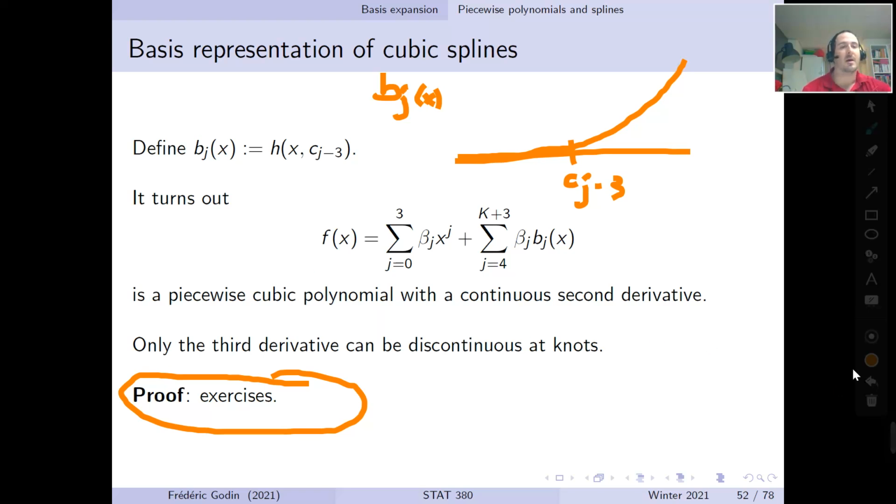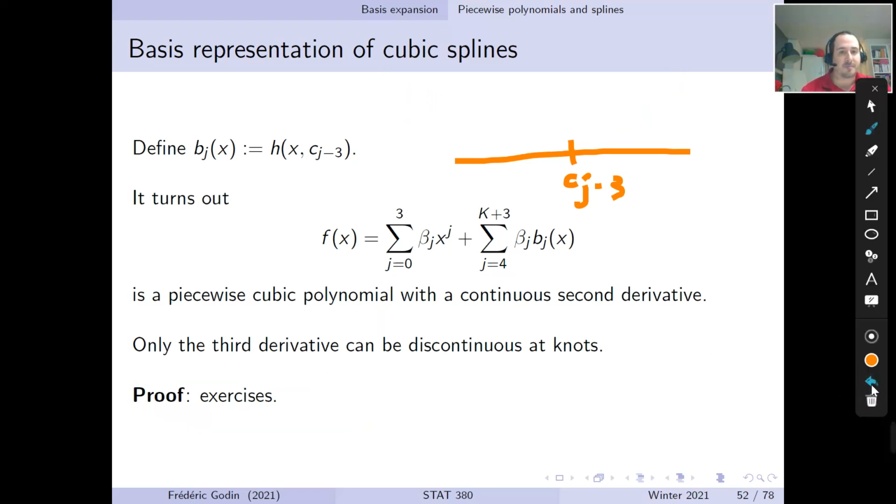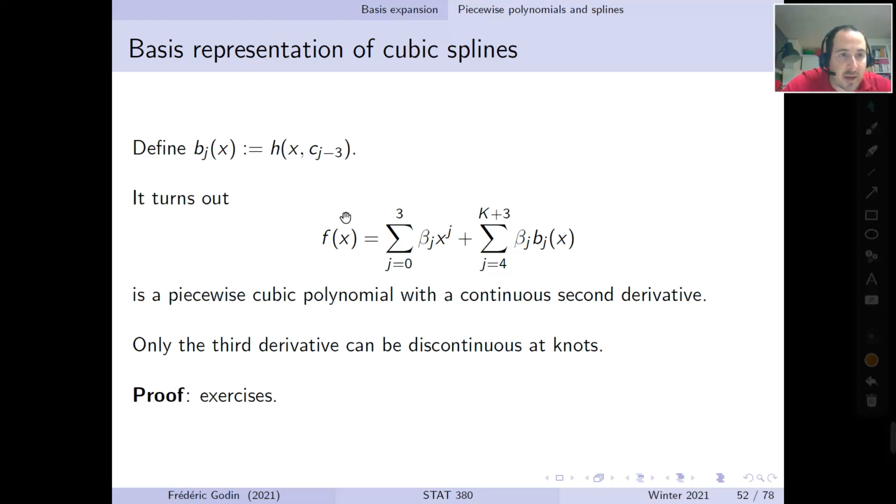This result is very fortunate, and why is that the case? It's because the function f, the cubic spline, can be expressed as a linear combination of predictors, where the first four predictors are powers from order 0 to order 3 of the original predictor x, and predictors 5, 6, 7 until K plus 3 can be computed easily using this function h here. So you can get b_j(x) for a given value of x. It's pretty simple to compute.